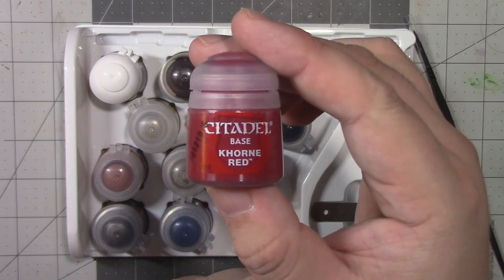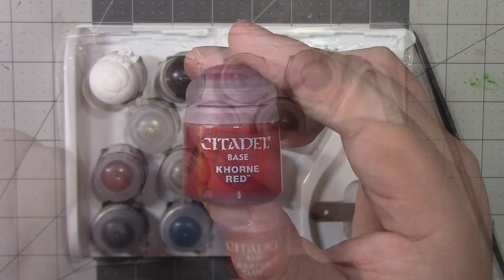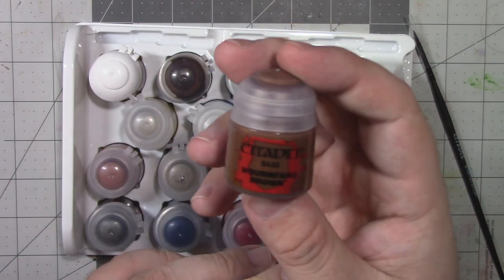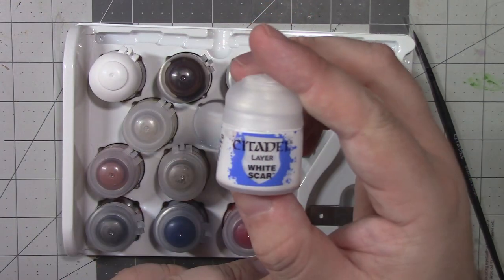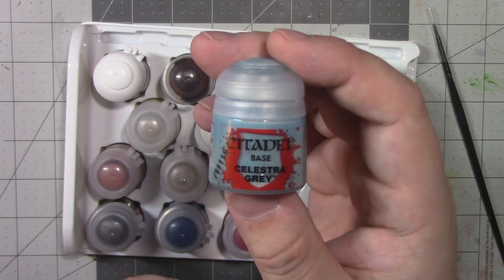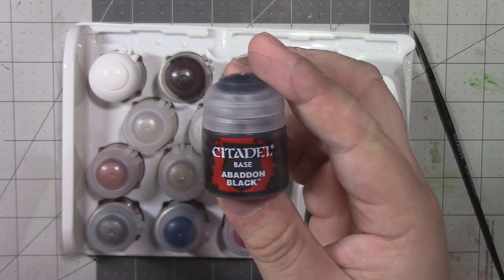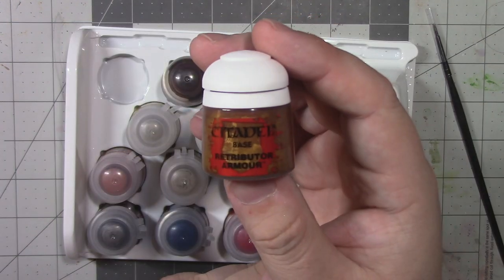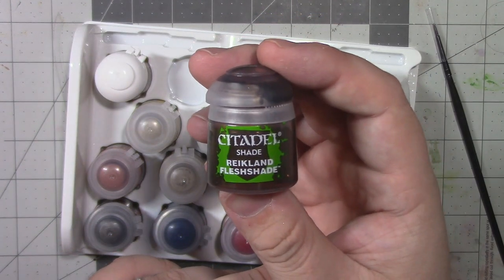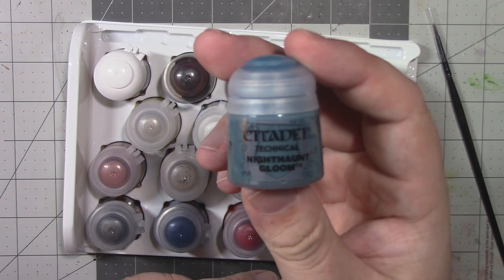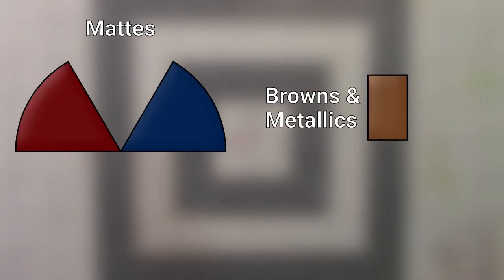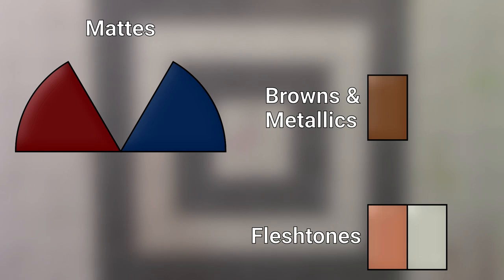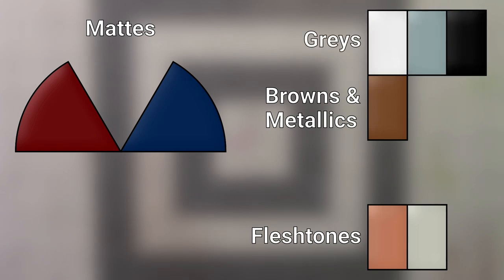Specifically, the ones that we're definitely keeping are Khorne Red, Caledor Blue, Mournfang Brown, Bugman's Glow, Rakarth Flesh, White Scar, Celestra Grey, Abaddon Black, Leadbelcher, Retributor Armour, Reikland Fleshshade, and Nighthaunt Gloom. So all those paints will give us strong red, blue, and brown mats, as well as a mid and light Caucasian flesh tone, and your classic black, gray, white trio that you want.